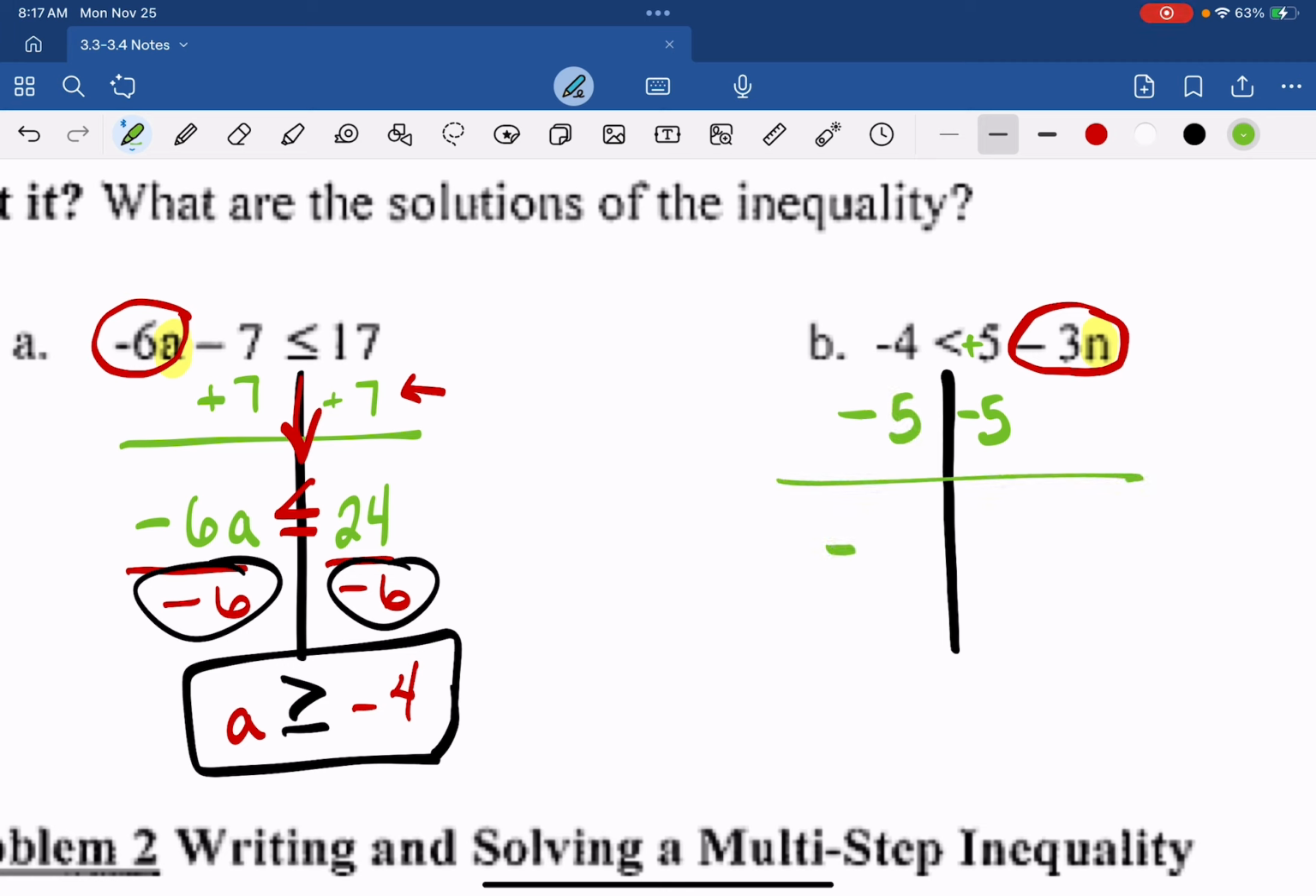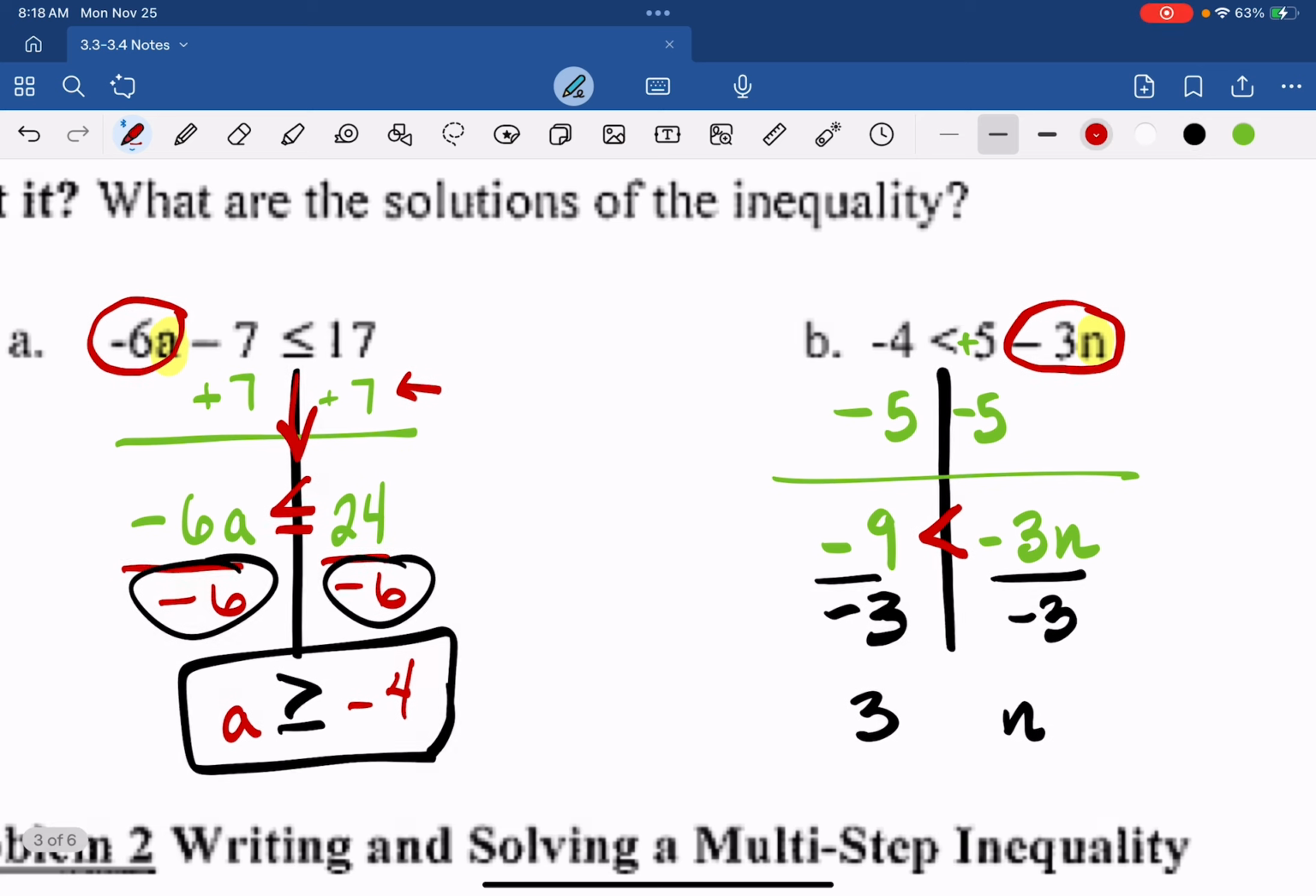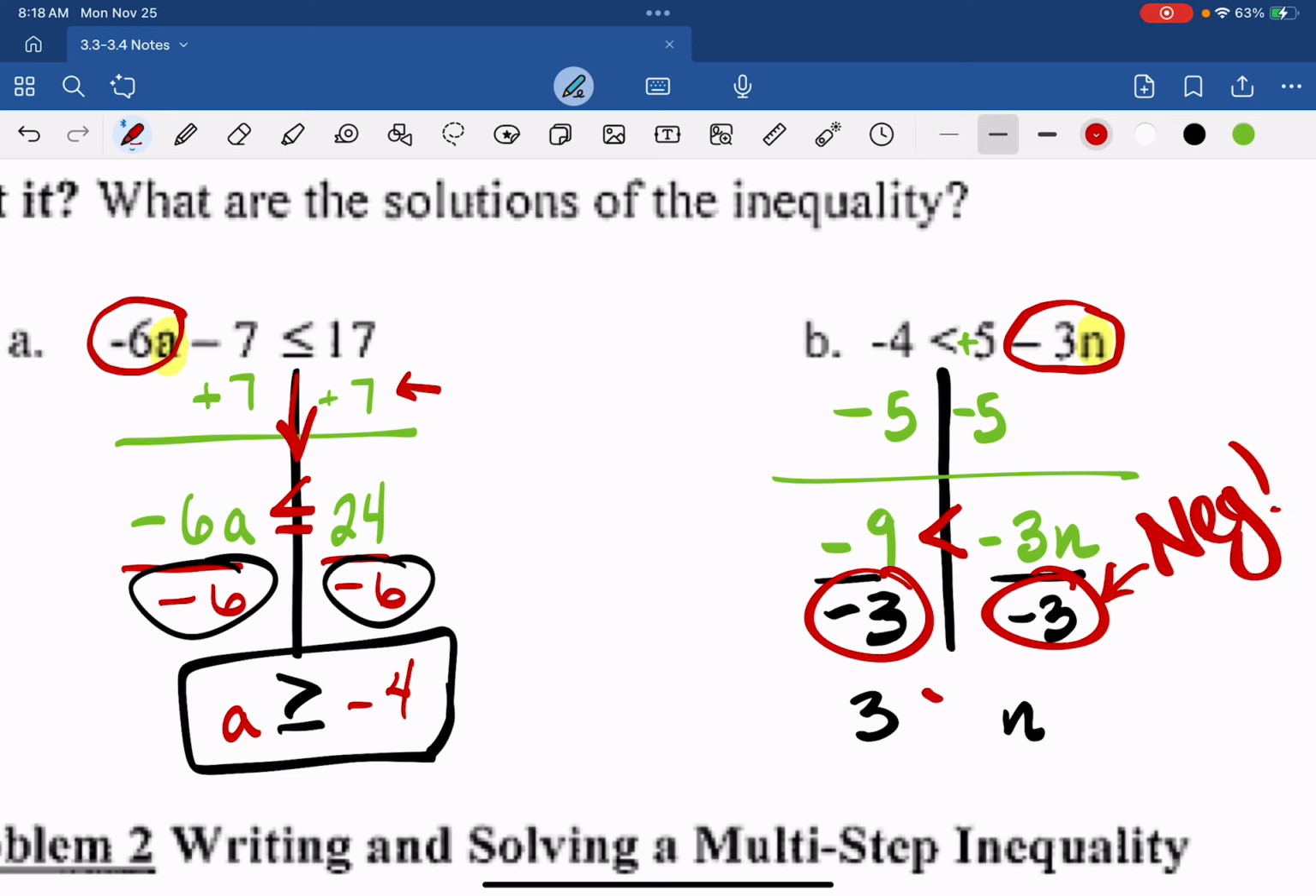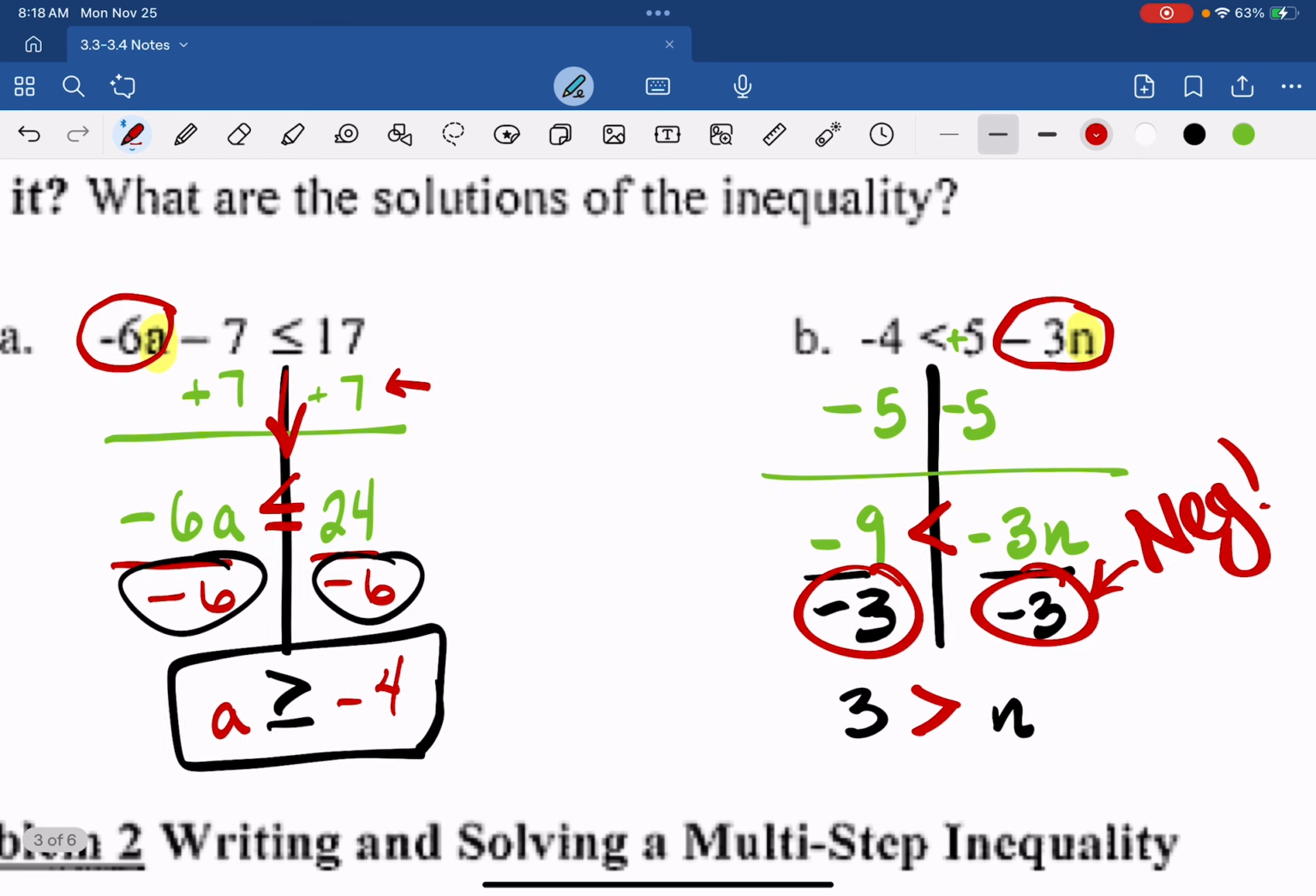So I have negative 9 over here, and I have a negative 3n on the other side. At this point, I just subtracted, so my sign stays the same. And now I need to divide both sides by negative 3. So I have an n left over here. I have a 3 over here. And I notice that I'm dividing by a negative. Okay, it's negative, which tells me I need to flip my sign.